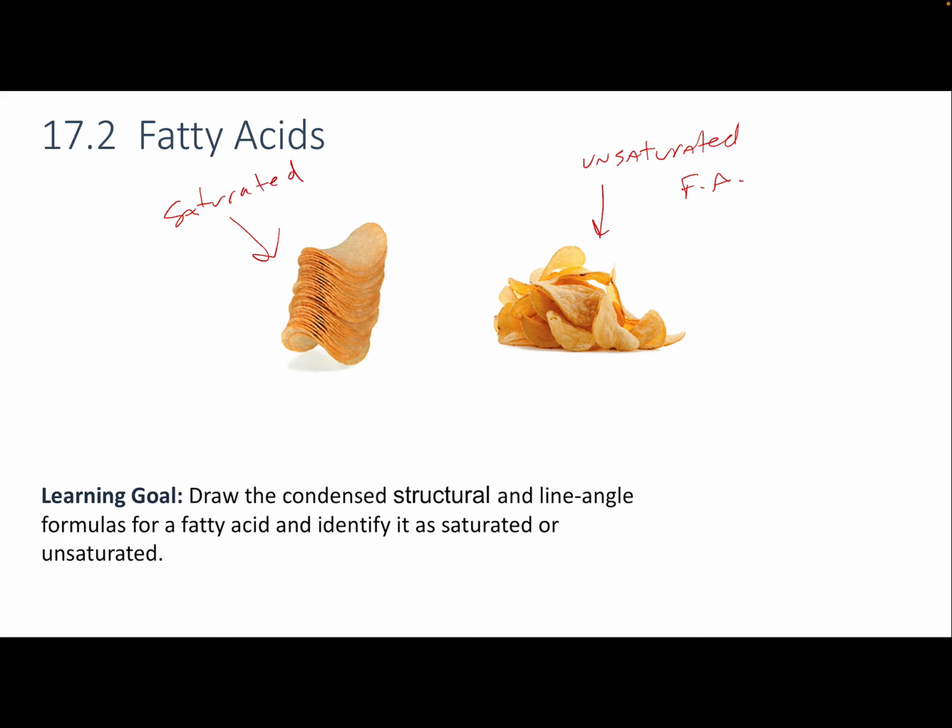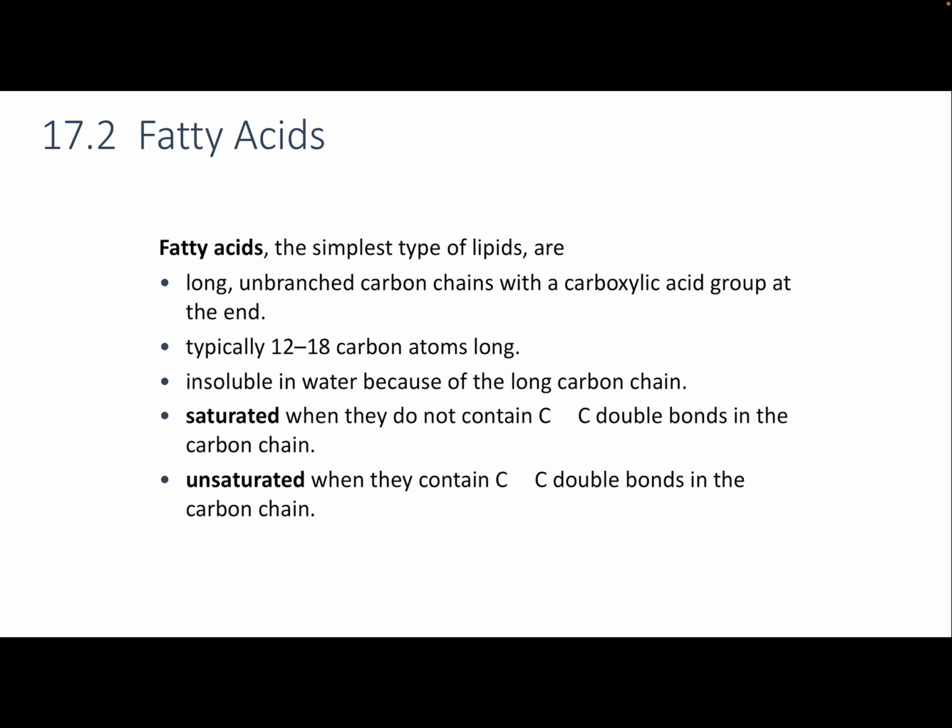So our learning goal here is to draw condensed structural and line angle formulas for fatty acids and to be able to identify if one is saturated or unsaturated. Fatty acids are the simplest types of lipids, long unbranched hydrocarbons. They have the carboxylic acid group at the end, typically between 12 and 18 carbons long, and are insoluble in water because of that many carbons. Saturated means they do not contain a carbon-carbon double bond. Unsaturated means that they do contain carbon-carbon double bonds.